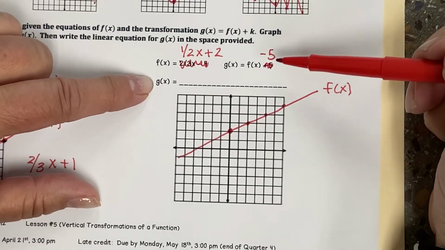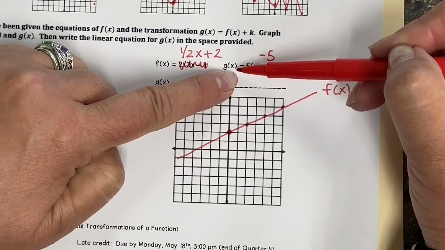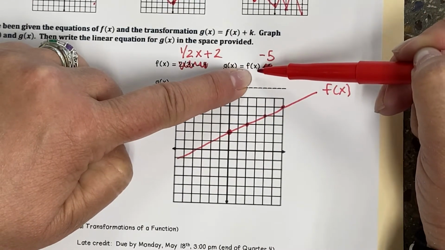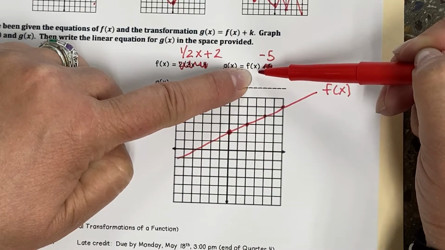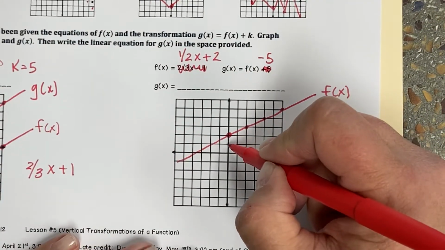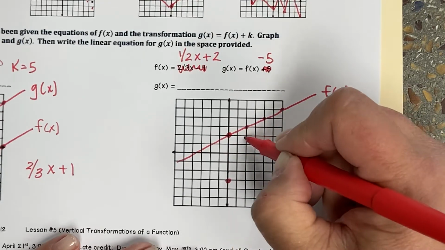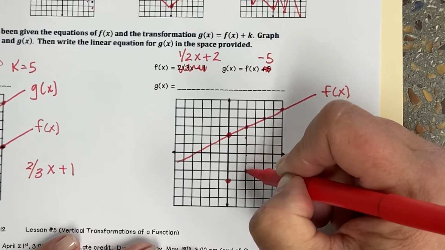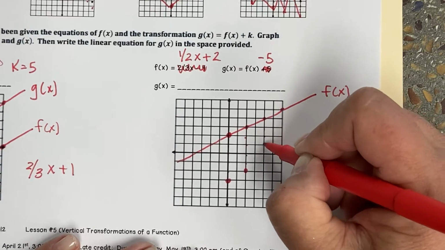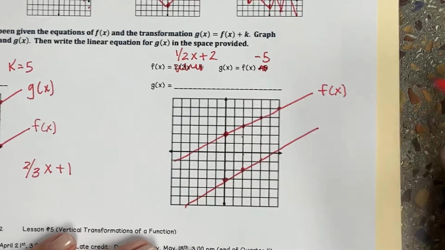All right, so now it's telling you right here, your new line g of x is going to be the f of x that we already drew, but we're going to go down 5. So I'm going to take this point and go down 5: 1, 2, 3, 4, 5. Put a point. Okay, that's our new one.